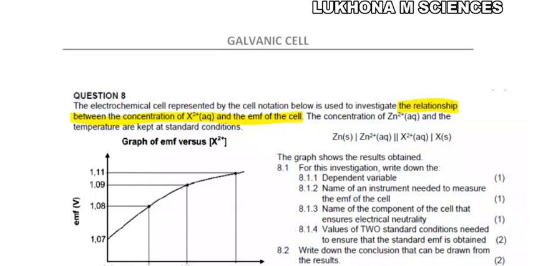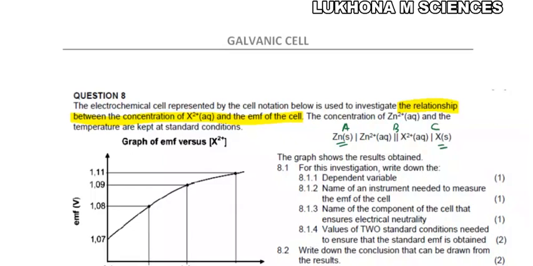What we do when we answer the questions given the cell notation, we must know that here there is the anode, then this is the salt bridge, then here we have the cathode, which means the zinc is the anode, then X is the cathode. Okay, the graph shows the results obtained.